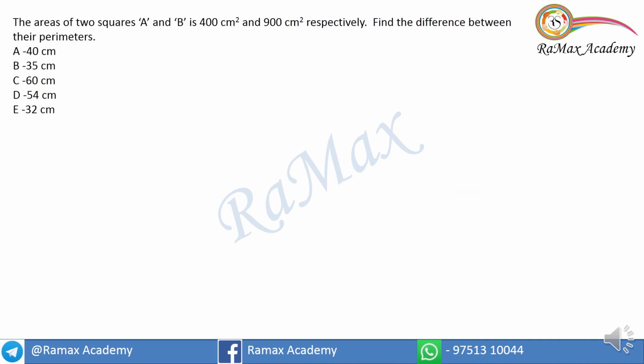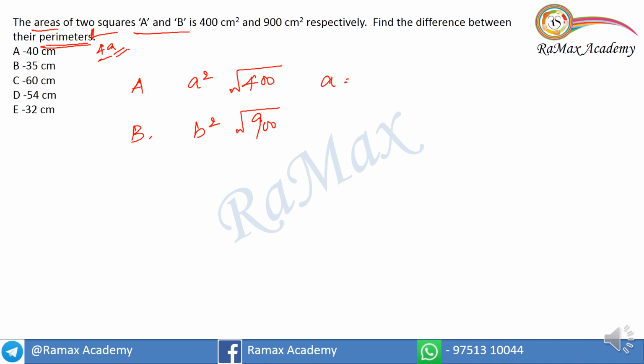Next problem. This is the problem in mensuration under 2-dimension squares. So here the areas of two squares are given, square A and square B. Let us consider the area of A as A squared, 400, and for square B the area will be B squared, which is 900. They are asking the difference in perimeters, which is 4A. So for calculating the perimeter, first we have to calculate the sides. For that take the square root of the areas. So A is 20, B will be 30.